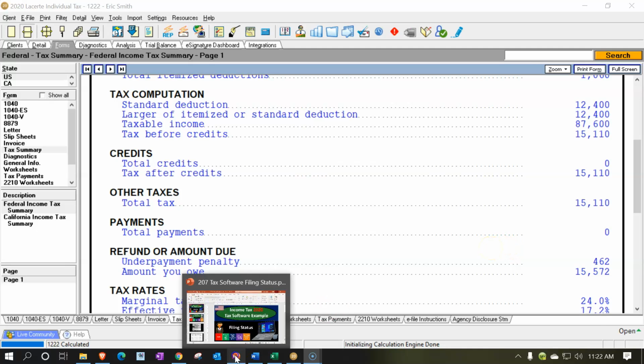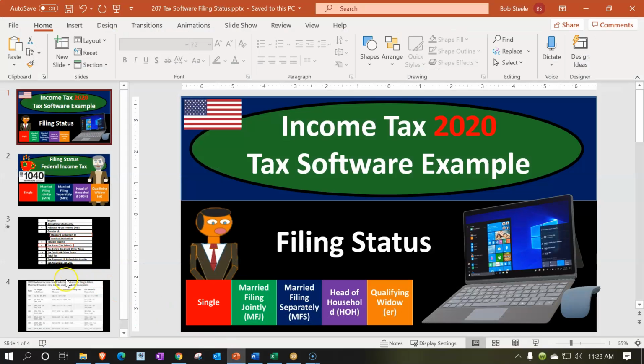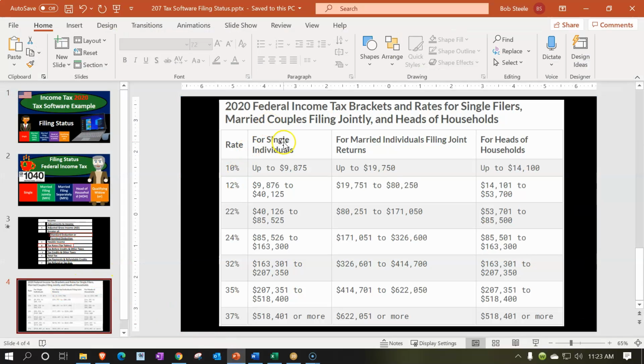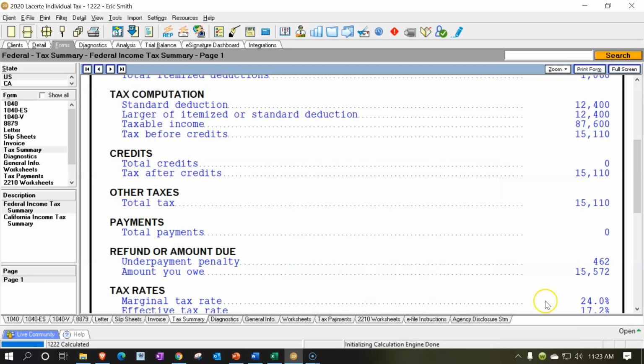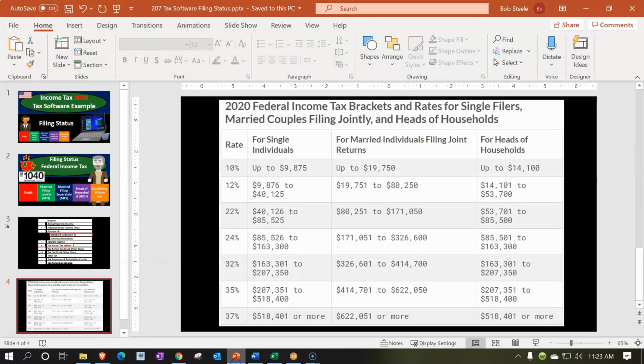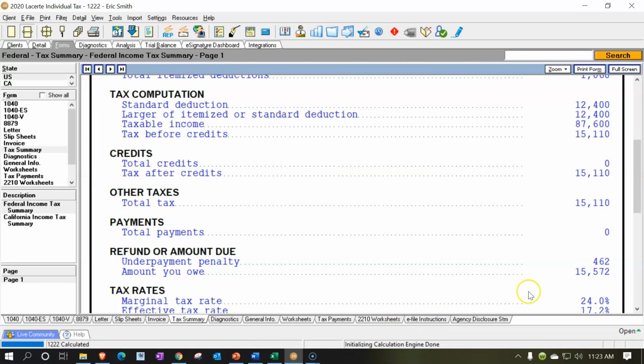Now, if we consider our rates over here, the calculation, we're on the single status. So here would be like our tables. And if I go back in here, the marginal rate is 24% because we're at the 87,600. If we go into here, 87,600 at the top rate, then the marginal rate is that 24%, and the average rate that we're having now is going to be that 17.2.